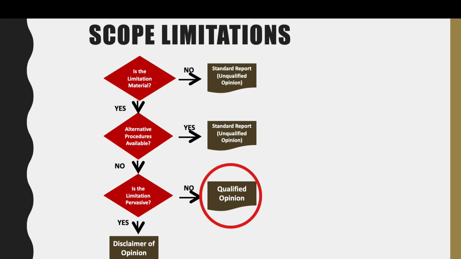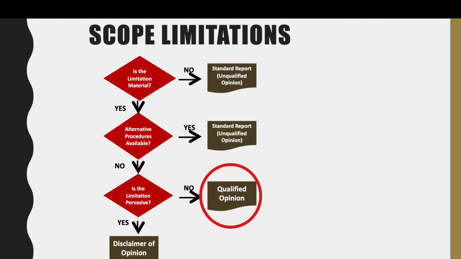If the limitation is material but not pervasive, the auditor may issue a qualified opinion explicitly stating the nature and effects of the limitation. For example, a regional airline company experiences a significant disruption in its operations due to a sudden grounding of its entire fleet following a safety directive issued by the aviation authorities.